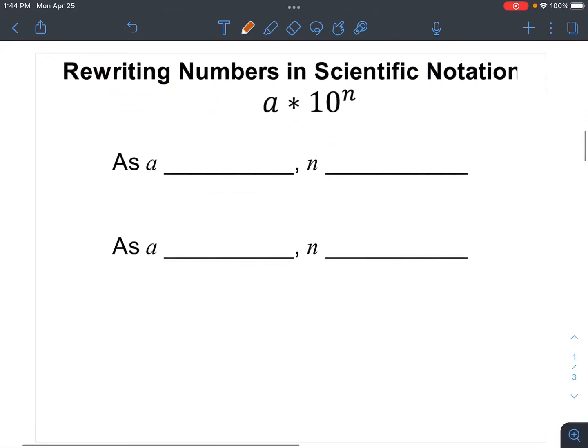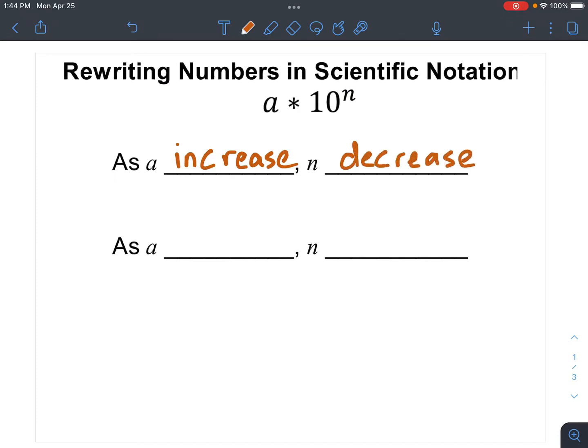So just like what you saw from the warm-up there, the first thing that we have to do: as A from scientific notation is going to increase, we know that N has to decrease. And then the opposite is true for this second line as well. When A decreases, we know then that N has to increase.